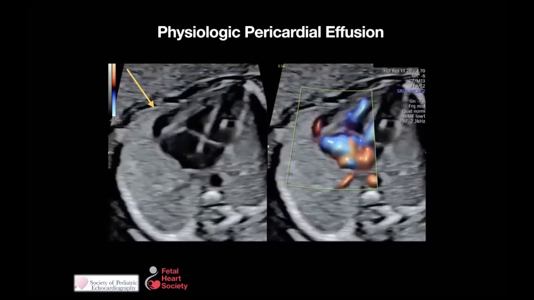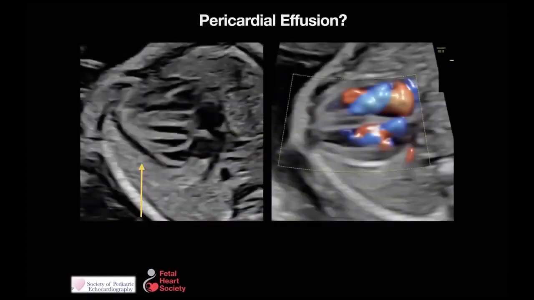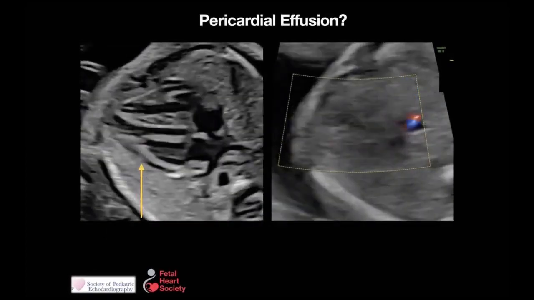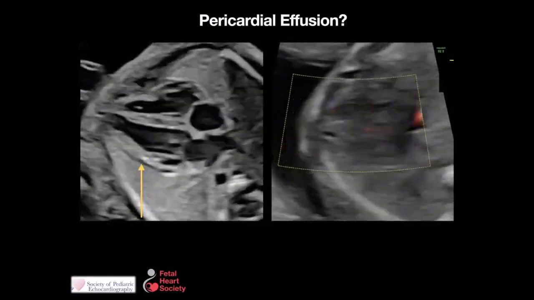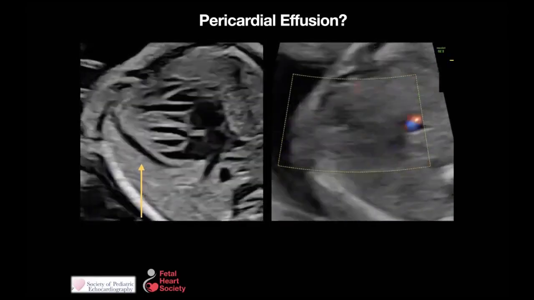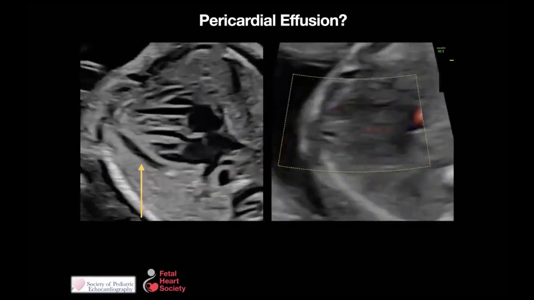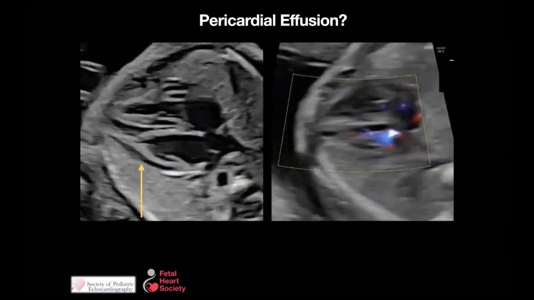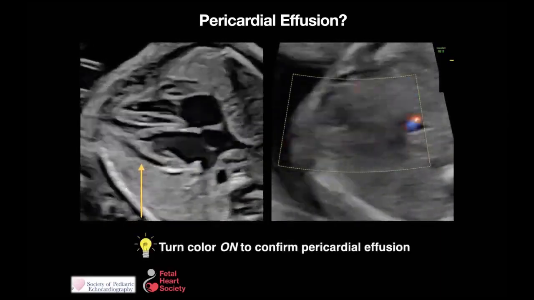So this is a pericardial effusion. Now here's an example of a questionable pericardial effusion, and this is pretty much just due to the anechoic area that we see there right by the heart. But when we turn on color Doppler, it does not light up. So there's no effusion there, just normal heart tissue. So turn your color on to confirm any pericardial effusion.